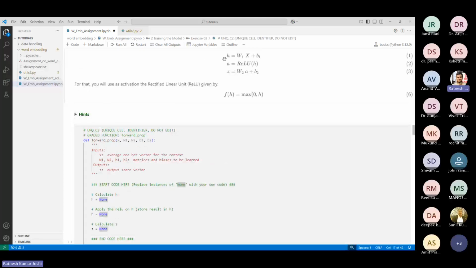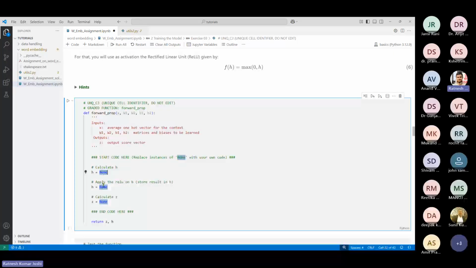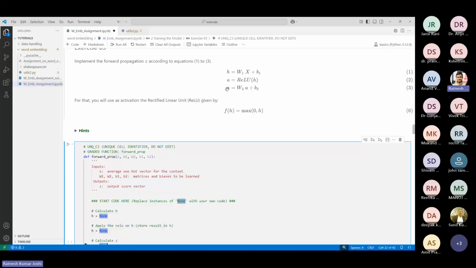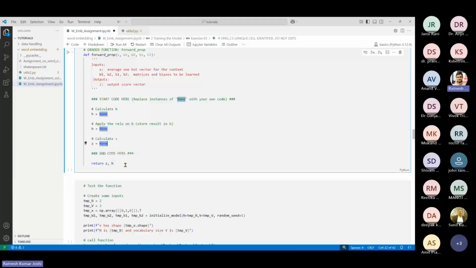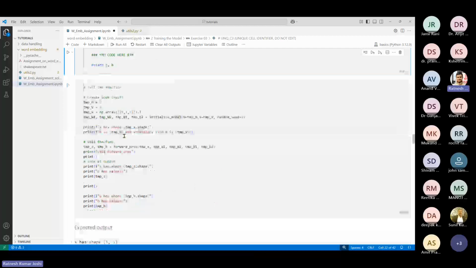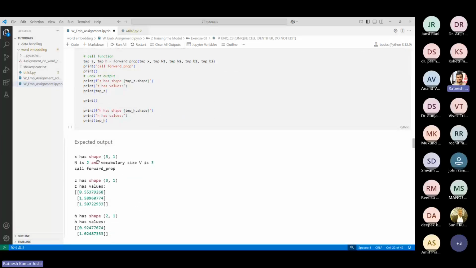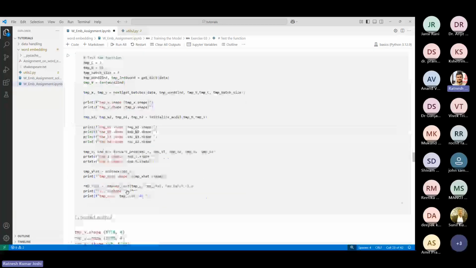For the first one, h would be equal to Wx plus b. You will check how you have represented W, x, and b in the code above this section, and then replace them and fill them in here. This section applies the activation function to the previous value of h. This z calculates the value of z based on equation 3. And then finally, you just return z and h. When you fill in the correct values, you will get this result, so the output of the cell above should match this expected output.